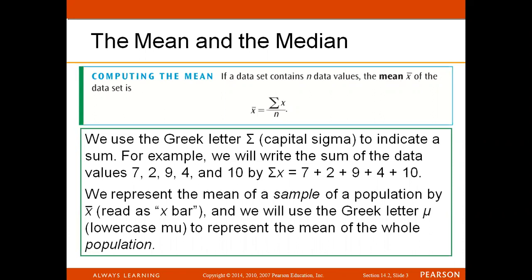We represent the mean of a sample of a population by x bar, and we will use the Greek letter mu to represent the mean of the whole population. So the mean of a sample is x bar, the mean of a population is mu.